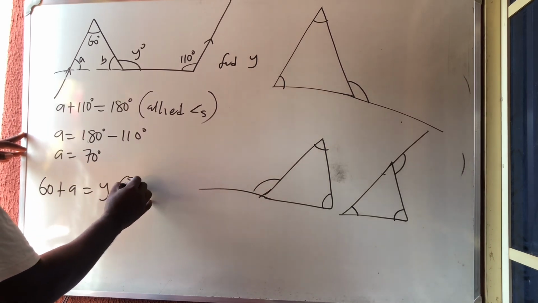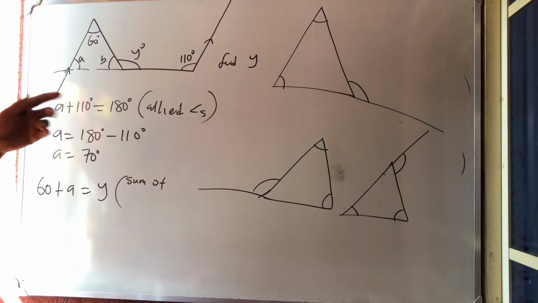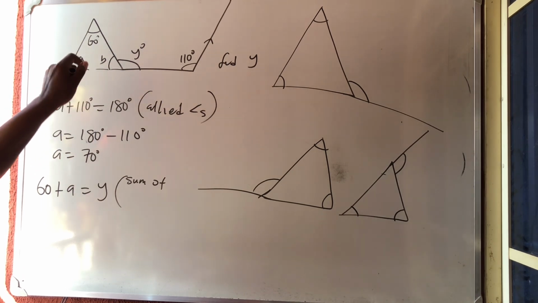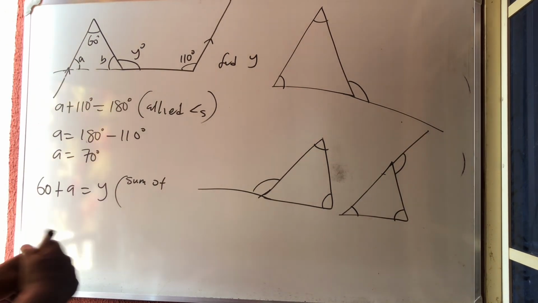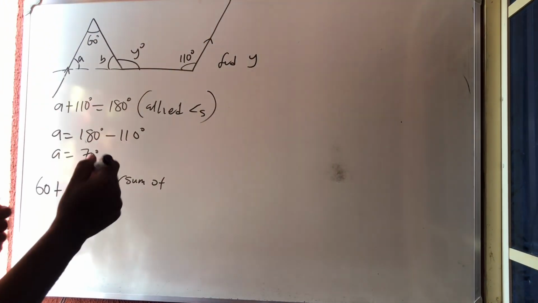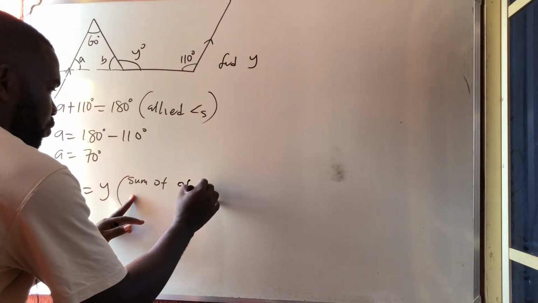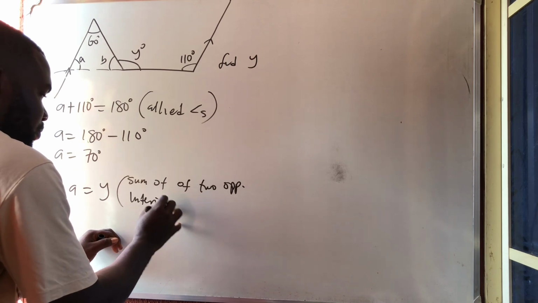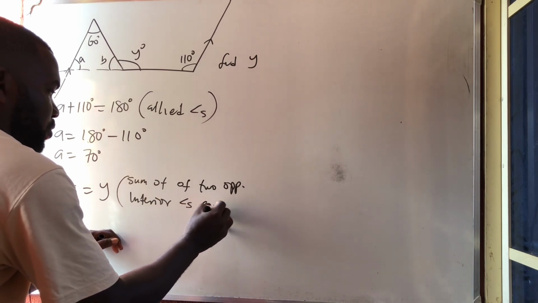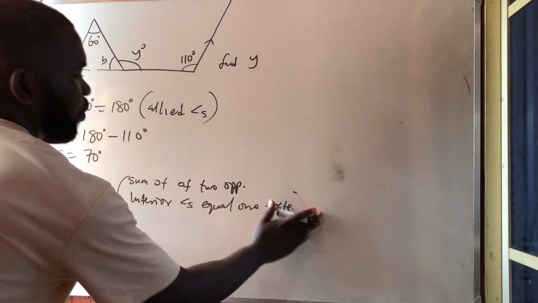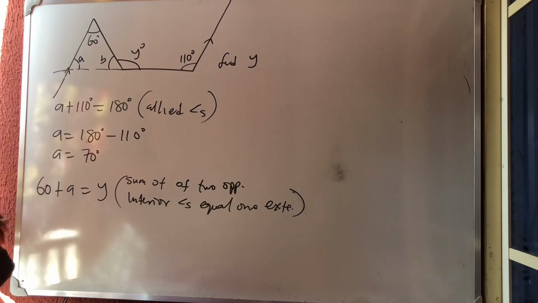My reason is what? In fact, if you don't want to do it like this, just use sum of angles in a triangle and angles on a straight line to get your B. Then sum of angles in a triangle can help you get anything you want to get. But I don't want to use that. I want to make it simple and short for me. So I'll say sum of two opposite interior angles equals one exterior.